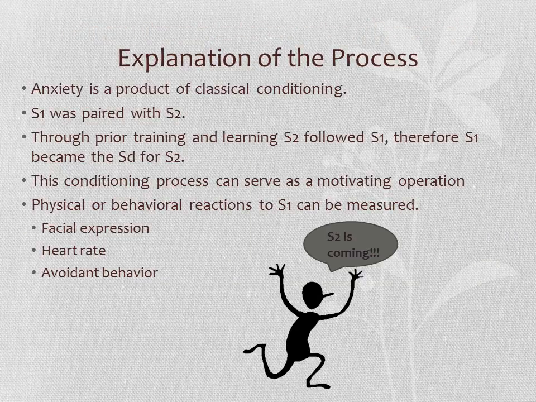To further explain this process, anxiety is a product of classical conditioning. S1 is paired with S2. And so through this prior training and learning, S2 followed by S1, S1 becomes the SD for S2. So a stimulus happens, and then the organism predicts that something is coming next.